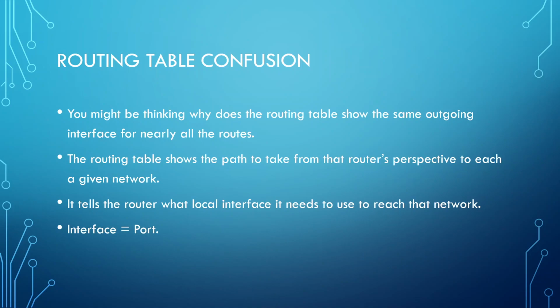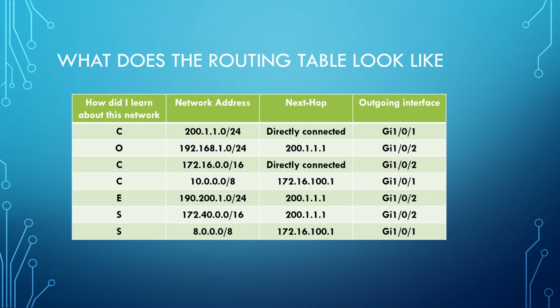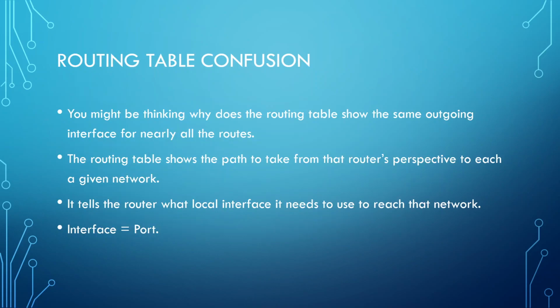You may be thinking, why does the routing table show the same outgoing interface for nearly all the routes? If you go back to here, as you can see, the outgoing interface is essentially nearly the same for every single route. The routing table shows the path to take from that router's perspective to reach a given network. It tells the router what local interface it needs to use to reach that network. A router has only got a finite amount of interfaces. Essentially, the routing table says, okay, to reach this network, I have to go out this interface. To reach that network, I need to go out that interface.